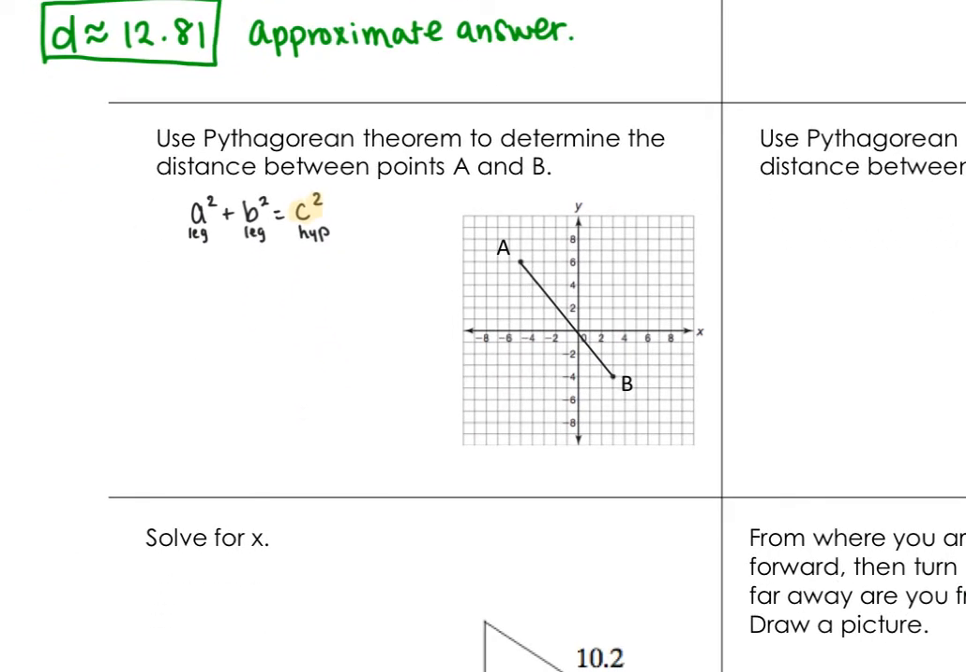Looking at this picture here, we don't see a right triangle, but what you can do is turn this line into a right triangle. The way you do that is you start at one point and you go straight down until you reach the bottom of the line, and then you go straight across until you reach the other point. So what I've done is I've turned this into a right triangle. I have my hypotenuse, and I have my legs. These are my legs.